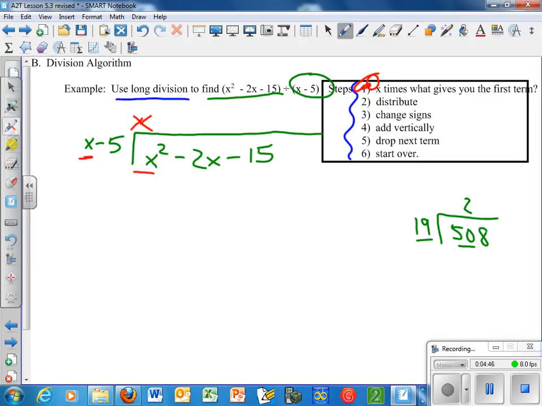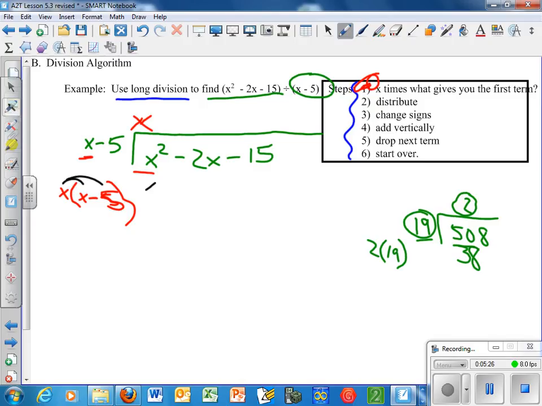Now if you think back over to this, what did you do with the 2 once you wrote it up here? You took 2 and you multiplied it by 19, which gave me 38. So I took this and I multiplied by this. Well, that's what we're going to do right here, except it's algebraic multiplication. We are going to take x that we just wrote up above there, and multiply it by the divisor, which is x minus 5. So I'm going to take x times x minus 5. When I do that, we're going to distribute.